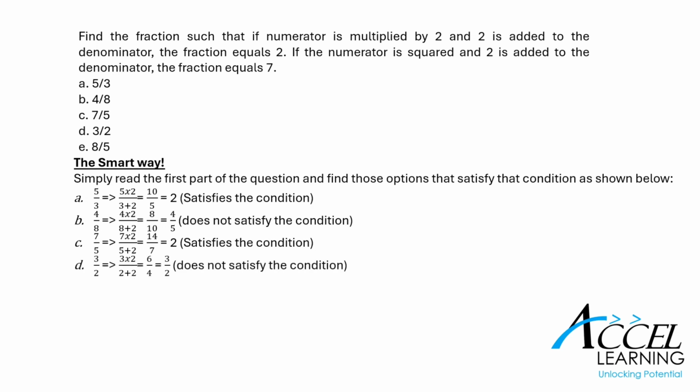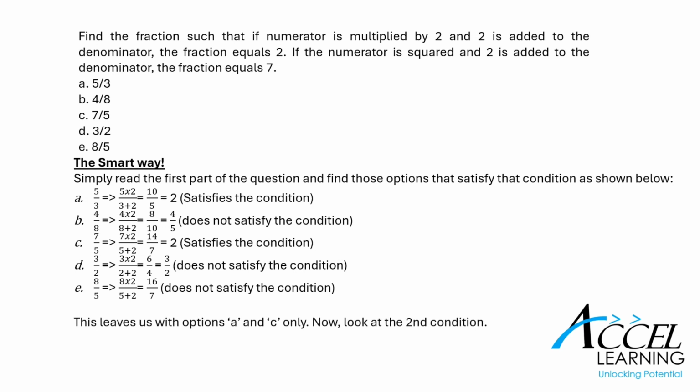D. 3/2 becomes 3 times 2 over 2 plus 2 equals 6 over 4 equals 3/2, which does not satisfy the first condition. E. 8/5 becomes 8 times 2 over 5 plus 2 equals 16 over 7, which does not satisfy the condition. This leaves us with options A and C only.